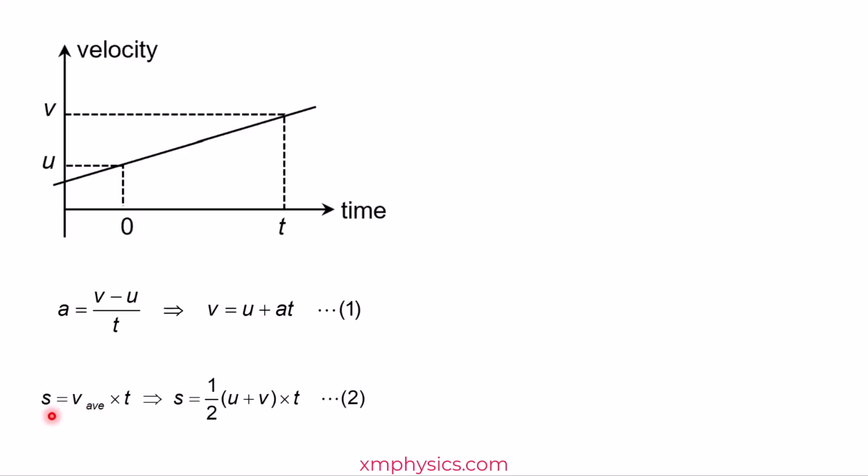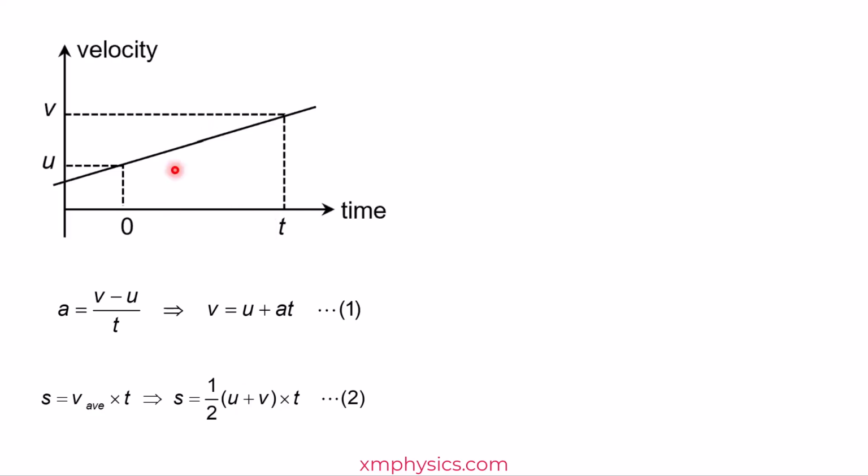Now, distance is actually just speed times time, right? But the speed is not constant, yeah? The speed is not constant, but because it's uniform acceleration motion, we can do it as average speed times time. So what is the average speed during this time duration? It's just half of u plus v.